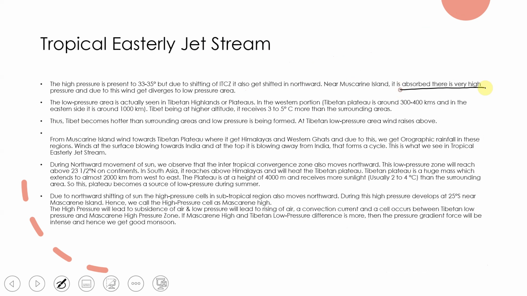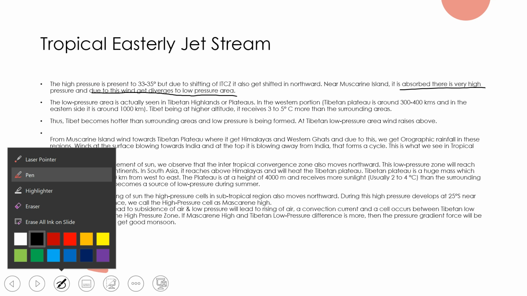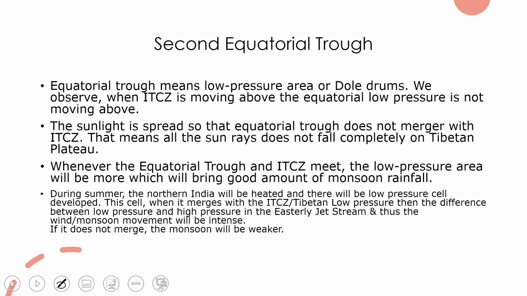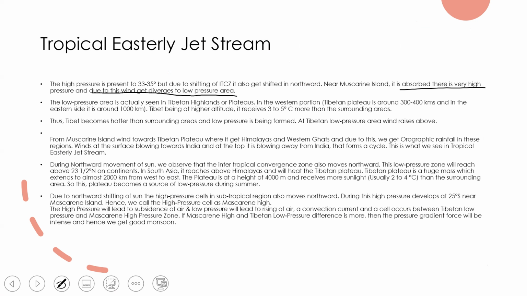So it is observed that there is high pressure, and due to this, wind gets diverged into the low pressure area. Okay, so where is the low pressure area actually seen? It is seen in the Tibetan highland or plateaus. This is where the low pressure area will be seen, and the Tibetan plateau is present at a height.